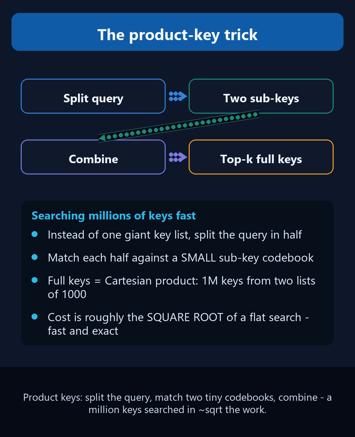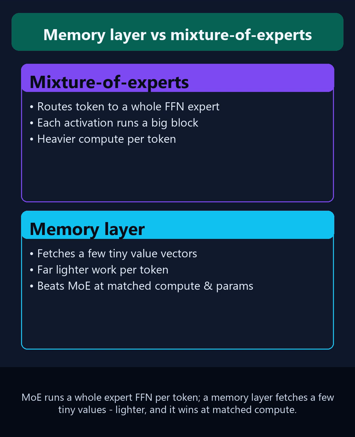So how does this compare to mixture of experts, the other way to add parameters cheaply? An expert layer routes each token to a whole feed-forward subnetwork, so every activation still runs a chunky block of compute. A memory layer instead fetches a few tiny value vectors, far lighter per token. Matched for both compute and parameters, Meta found memory layers beat mixture of experts, especially on factual questions.